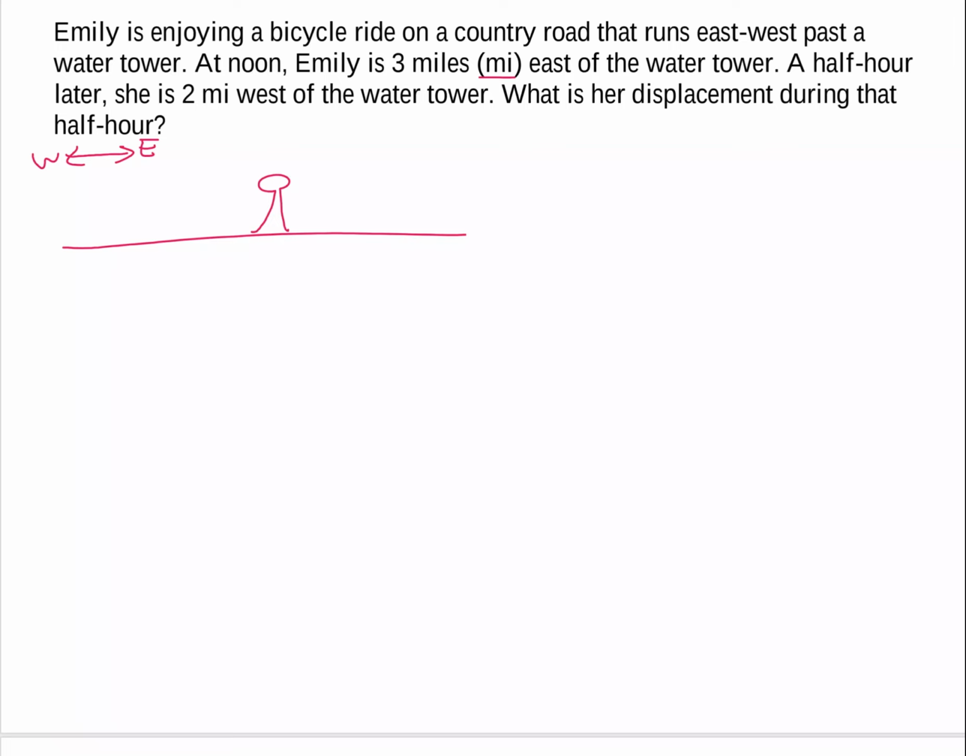So where is she? 3 miles east of the water tower. Right, over here, this is 3 miles. And what time is it? 12. What time is it really though, for us? This is x sub i, the starting point. And so this will be t sub i equals what?